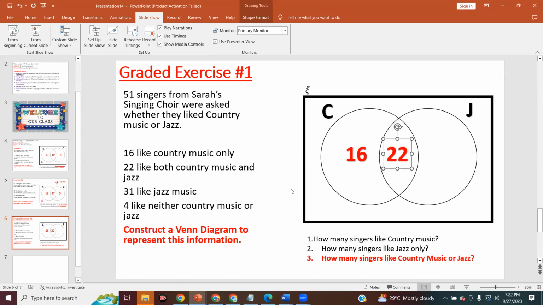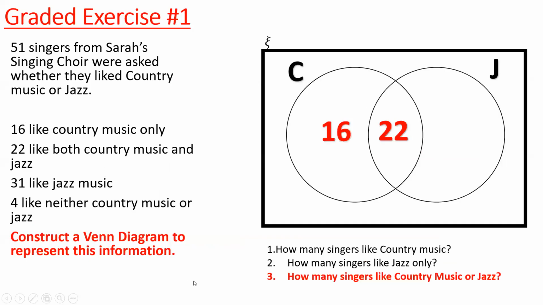Now, this one right there. What do y'all have for jazz only? 9. 14. I have 9. I have 14. Interesting. Let me explain why I have 9. Kaden? Yes, sir. All right, explain why you have a 9.